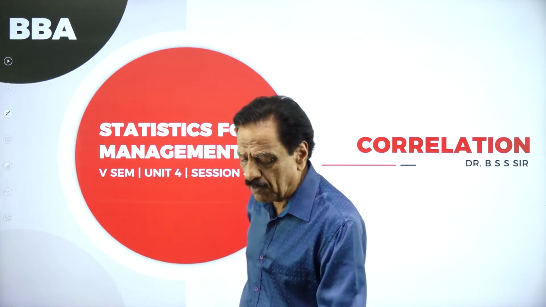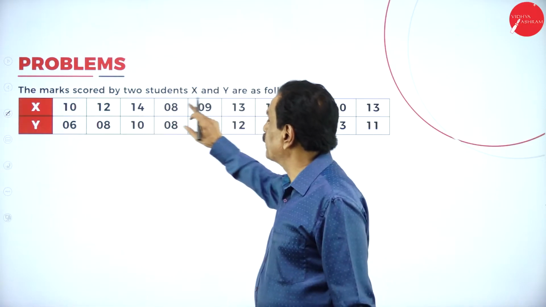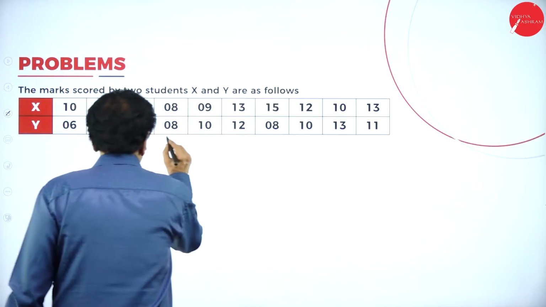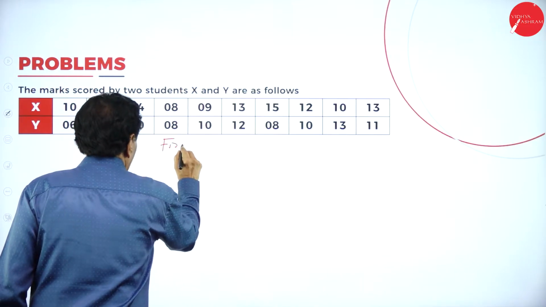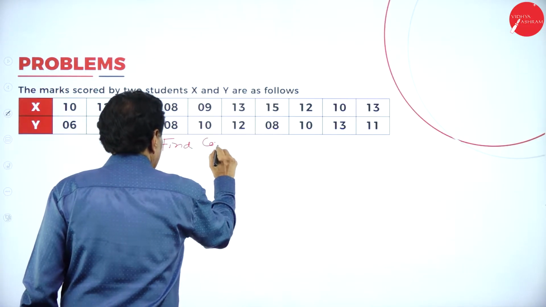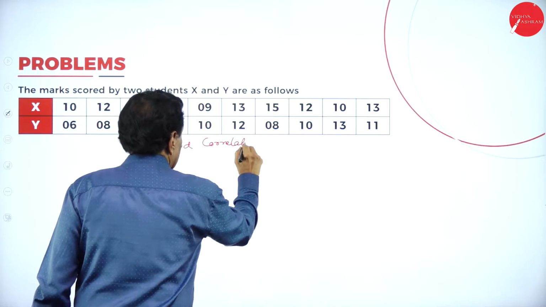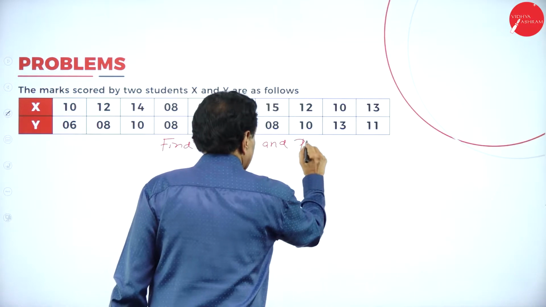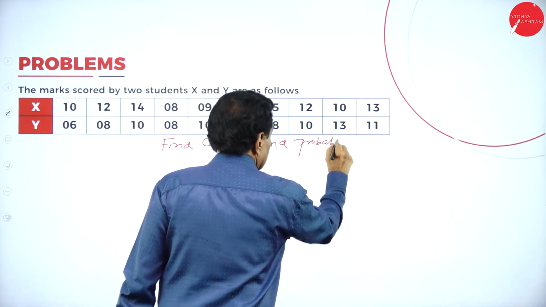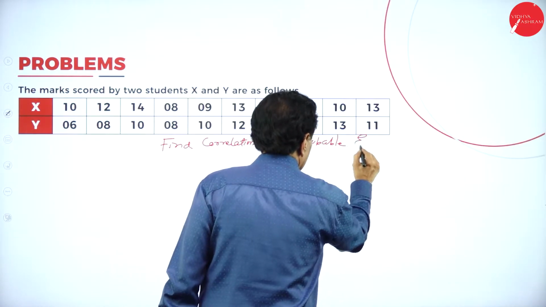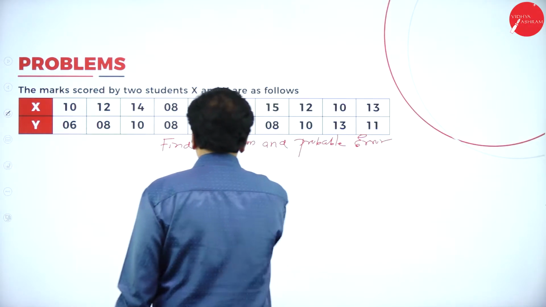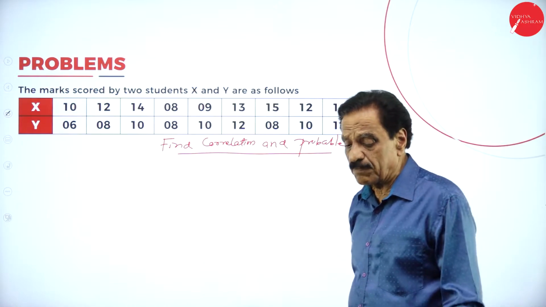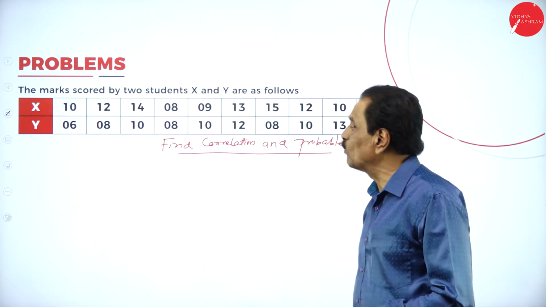We'll go with the problem now. The marks scored by two students x and y are as follows. Find correlation and probable error. The question will be like, find correlation and a probable error. I will explain now. We'll go one by one.